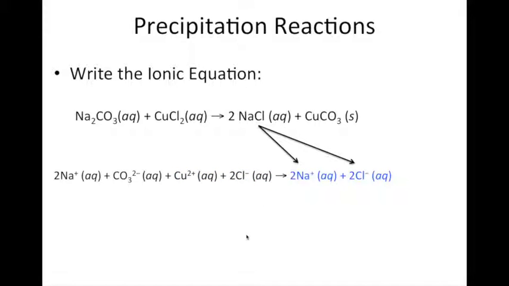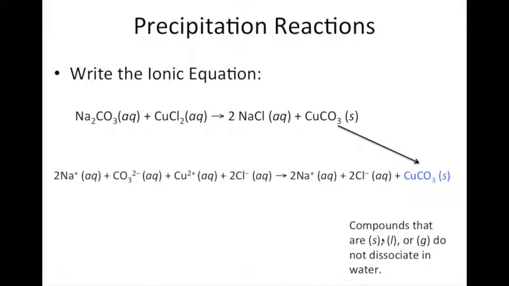Then we'll write our product, our sodium chloride. We have 2 moles of sodium ions and 2 moles of chloride ions in the dissociated form. And the copper carbonate is a solid, and so it does not exist in its dissociated form. It actually precipitates. So be sure when you write your ionic equation, you include the correct number of ions, the correct charge on the ions, and whether it's aqueous or solid. So remember all of those things when you're writing your equations.